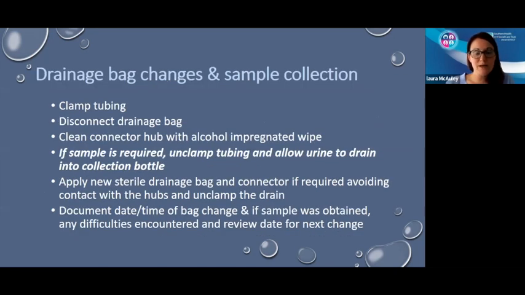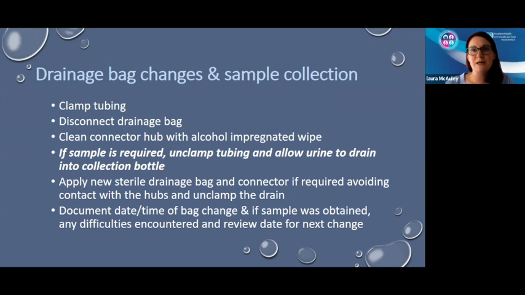When it comes to drainage bags and sample collection, similar to a urethral catheter, when you're first taking a sample, you want to clamp the actual nephrostomy tube that's coming out, and then you're going to disconnect the drainage bag, and we'll see some pictures of that in a moment. But you're then going to clean the connector hub with an alcohol wipe, and then you just unclamp the tube and allow the urine to drain out into a collection bottle.